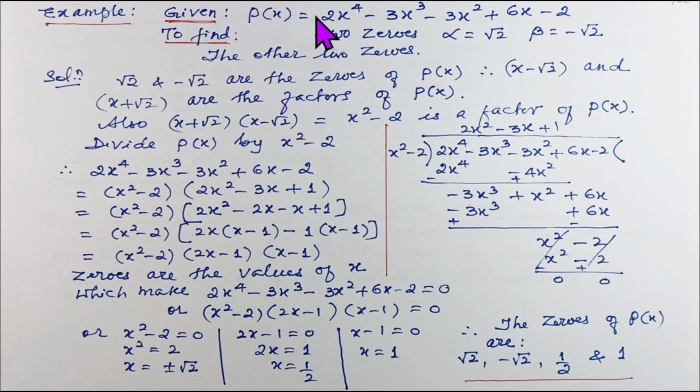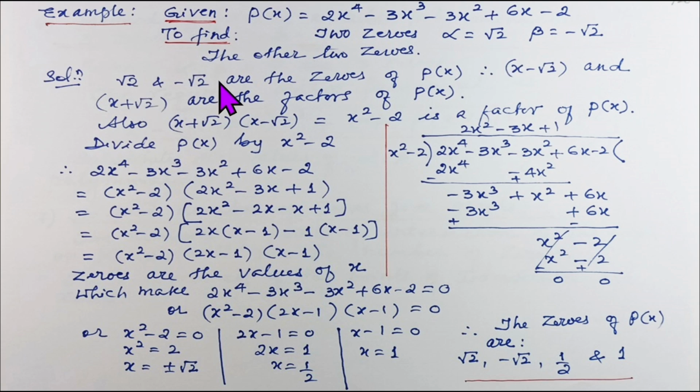We are given a polynomial 2x raised to 4 minus 3x cube minus 3x square plus 6x minus 2, and the two zeros are given to us. Alpha is equal to root 2 and beta is equal to minus root 2. Now we are required to find out the remaining two zeros, because it is a fourth degree polynomial. It has got 4 zeros. 2 zeros are known to us, 2 zeros have to be found out.